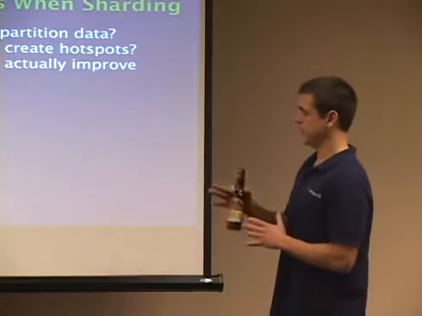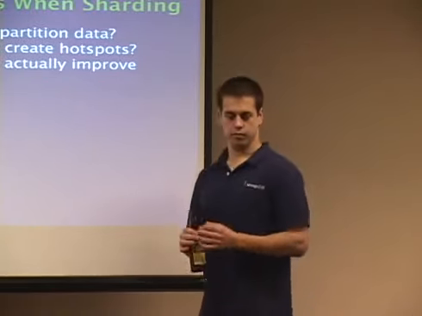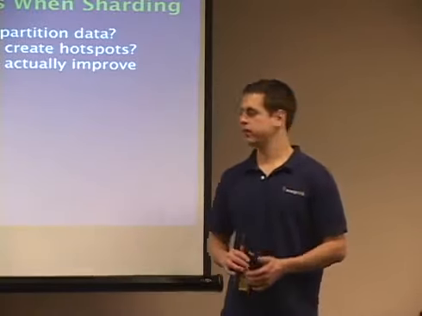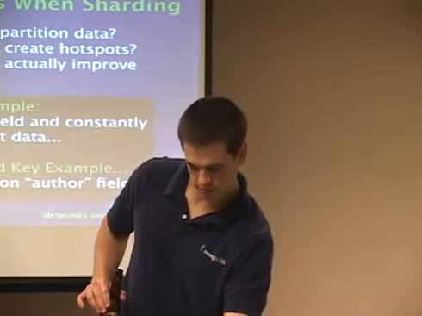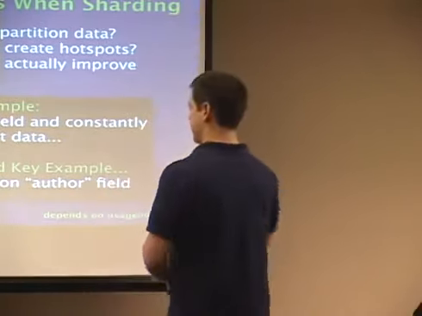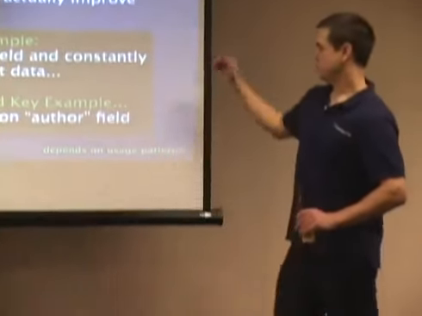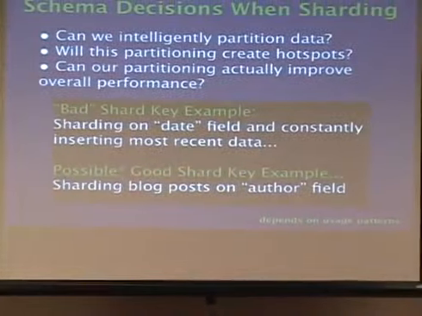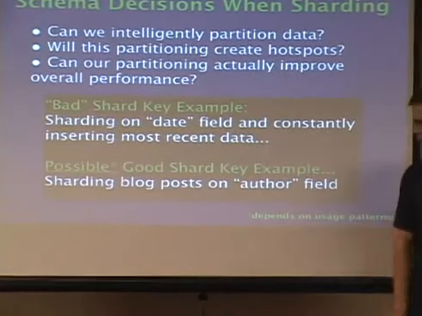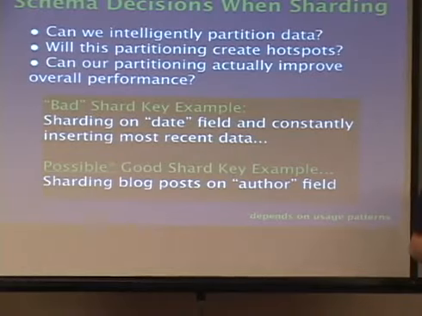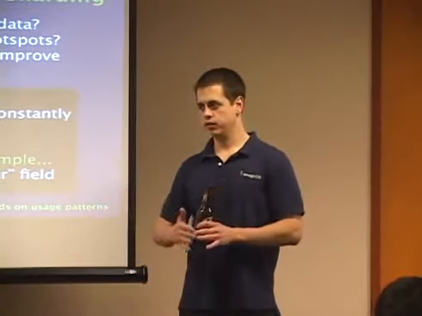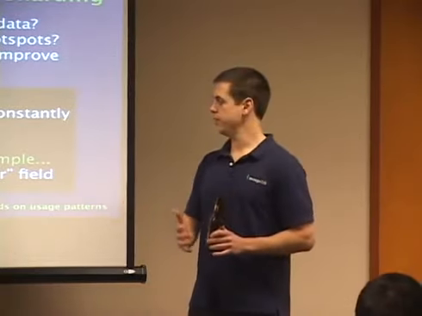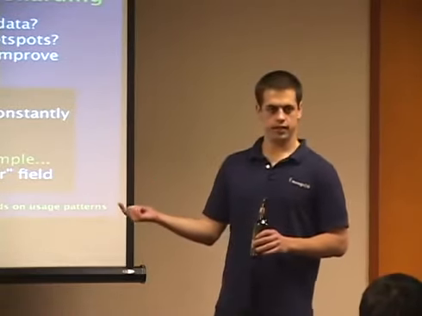So then the last thing is, does partitioning actually improve our performance? So a good example here is, well, actually let's see what examples I have on this line here. There we go. That's our key table. Constantly sharding on the date field and constantly inserting the most recent data, so logging. A maybe good example, and I put an asterisk there, but let's just say you had, let's go back to blog posts. Let's just say you had thousands and thousands of authors. So you had a high number of cardinality on your author because you have so many of them. Well, that could be a good shard key example.